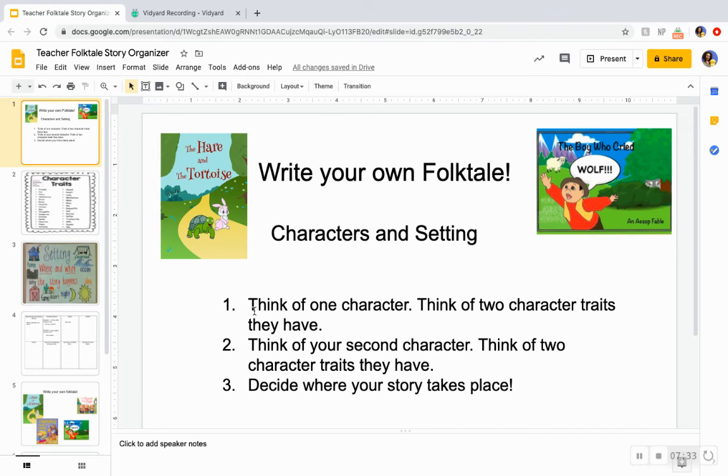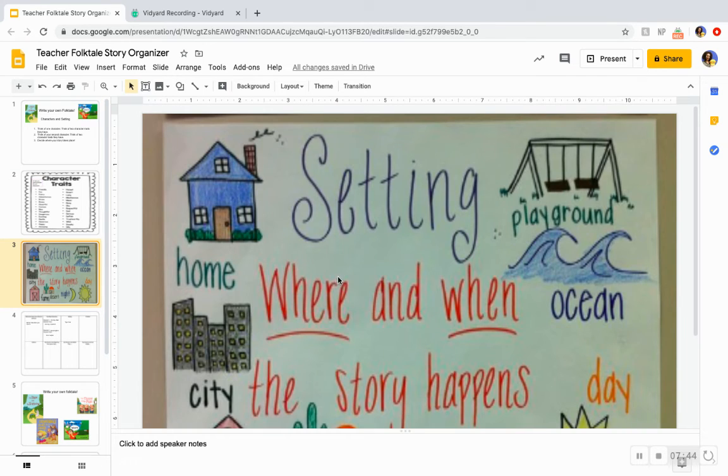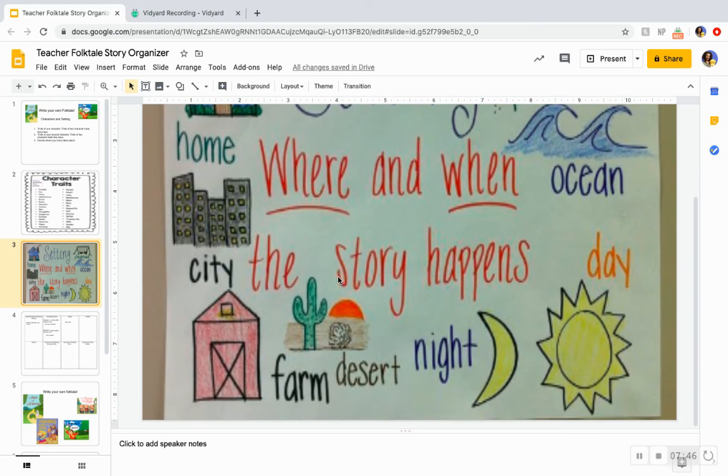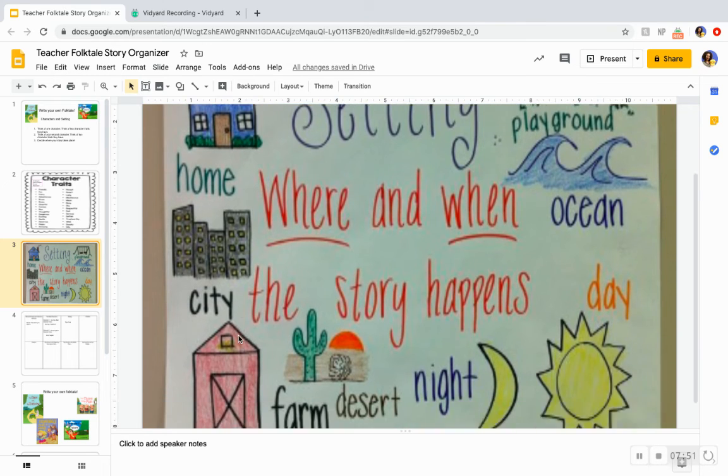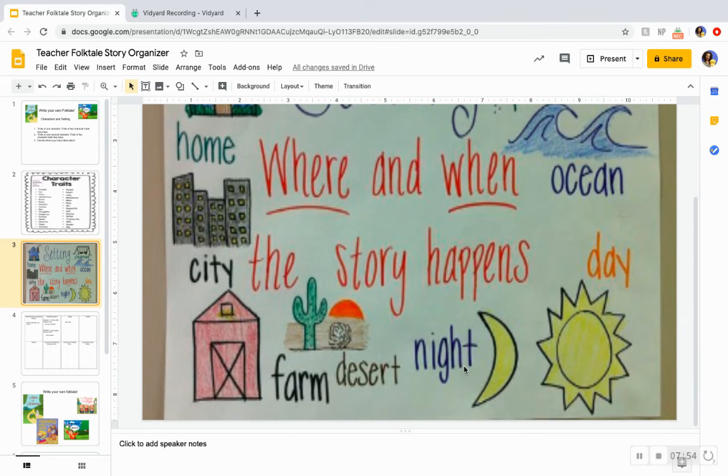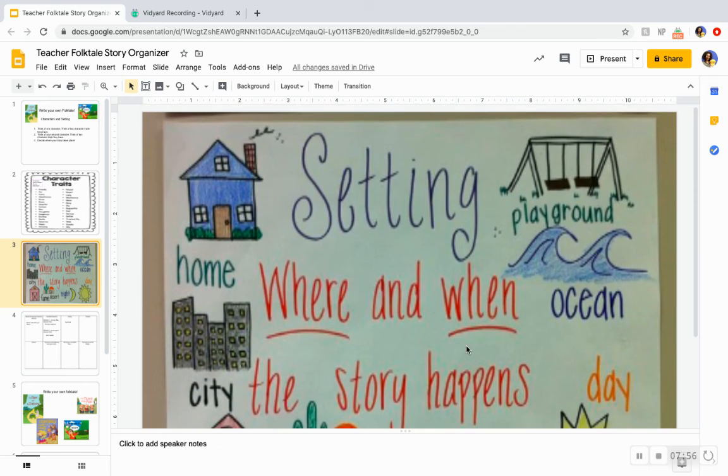Okay, so I did number 1, check. I did number 2, check. Now I can go to number 3. Decide where your story takes place. So I'm going to think about the setting. I've included this as well to help you think about different settings that might make sense for your character. Maybe they're in a house, they're in a city, maybe they're on a farm or a desert. Maybe it's the middle of the night, maybe they're in the ocean or at a playground. It's up to you. You don't have to choose one of these settings. These, again, like the character traits, are just here to help you come up with some ideas.